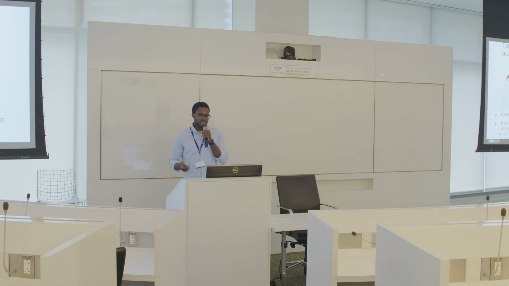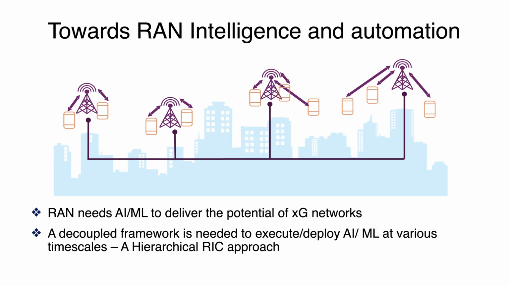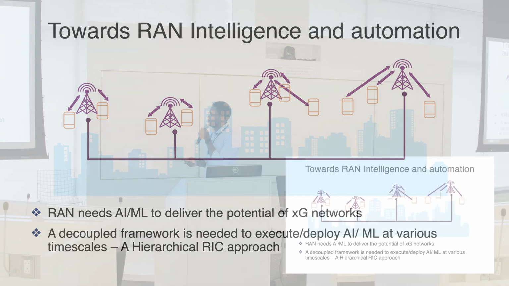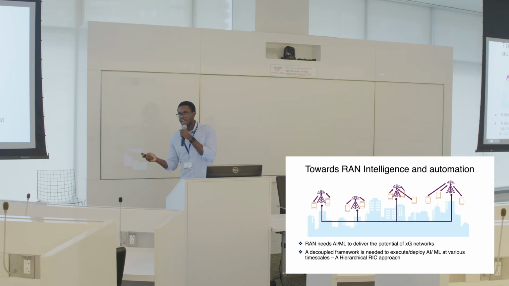So a way of achieving these next generation applications is through RAN intelligence and automation. One way is through the ORAN system, whereby we have AI and ML trying to deliver different needs of the RAN. And one important way is through this decoupled framework or hierarchical RIC architecture approach, whereby we have different AI and ML algorithms deployed at different timescales.